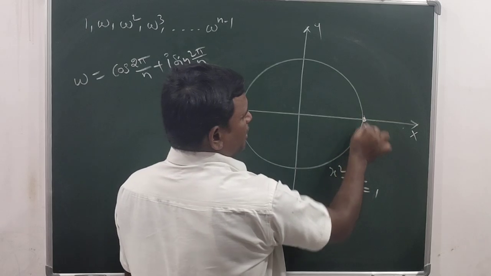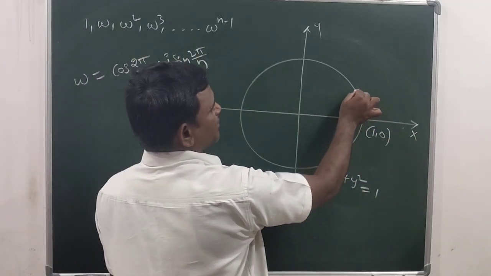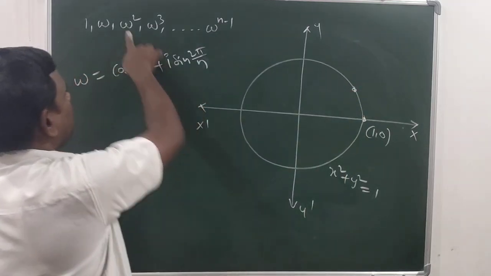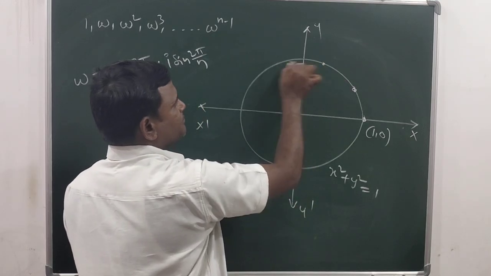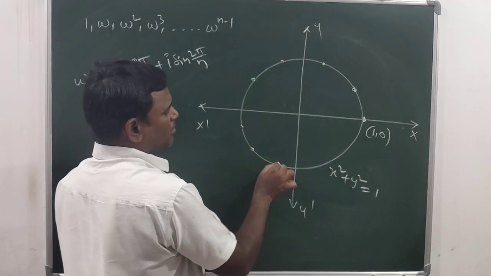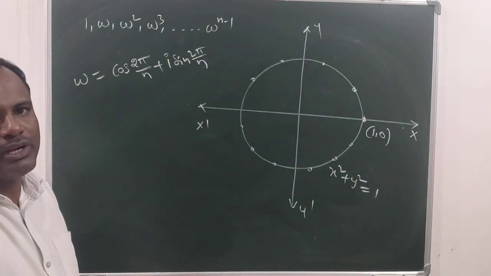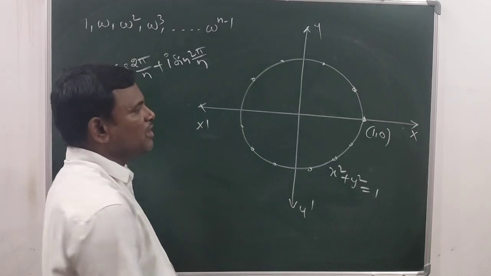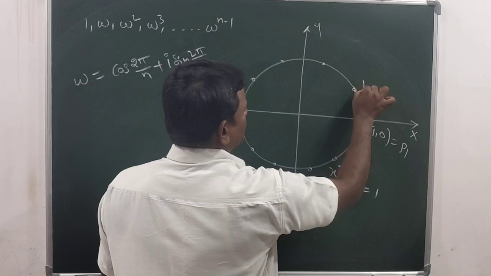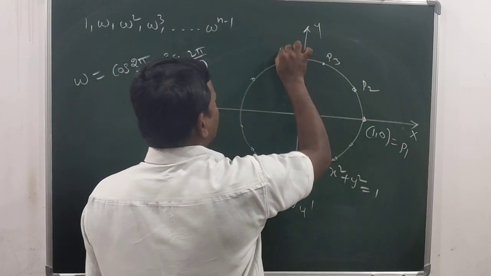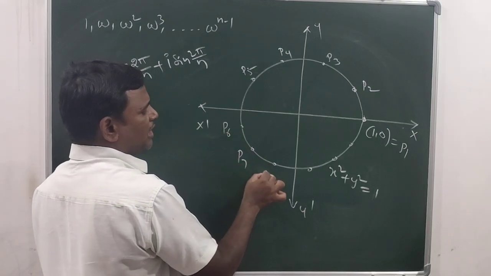So the real part here, you will get (1, 0). Next, omega you may get somewhere, the second point, and the third point you may get in another place, like that. Okay students, this is a rough diagram, not an exact diagram. Now, if you connect all these points, let us call them P1, P2, P3, P4, P5, P6, P7, and so on.